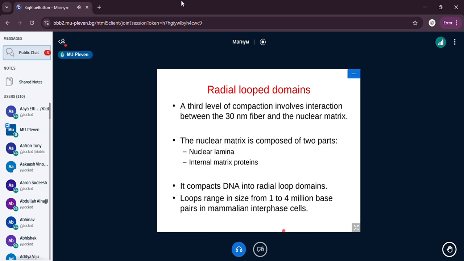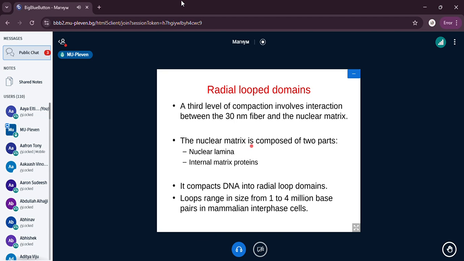The chromatin fiber is condensed additionally by the formation of so-called radial looped domains, the third level of compaction. The formation of these looped domains includes interaction with the nuclear matrix.